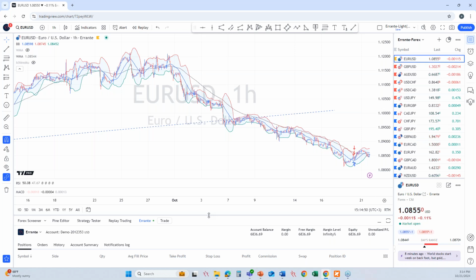And by doing that, you can see first this green circle here, which means that the market is open and is tradable. And also you can have all the details of your account here down in this section, like account balance, margin, free margin, and so on.